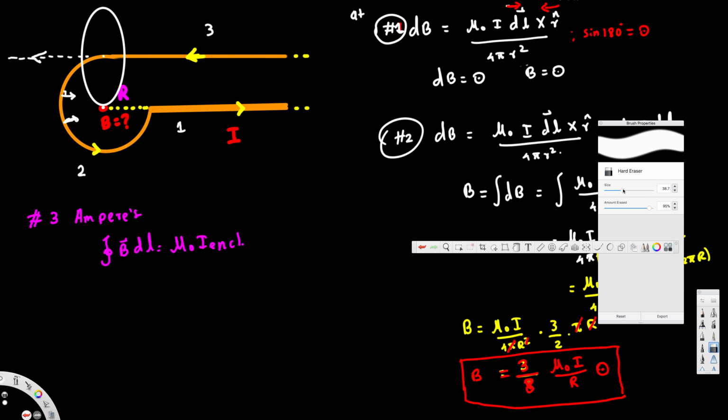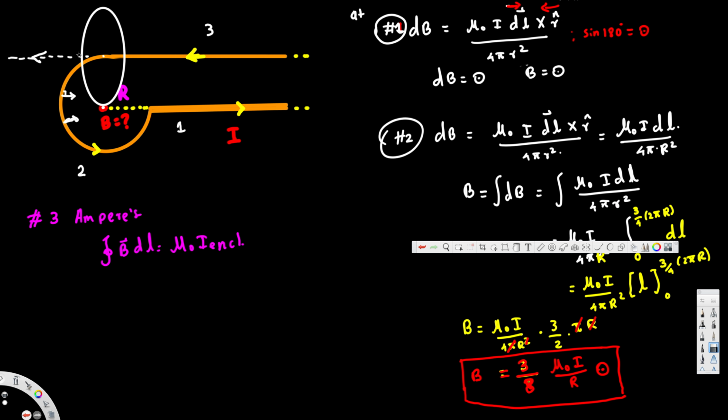Okay, let me reduce this one. This is imaginary, so we put a dotted line to represent that it's imaginary. So this is our imaginary circle, and to look at the direction, you can point your thumb, and if you curl your fingers, you will see it goes in this direction, like this, right?